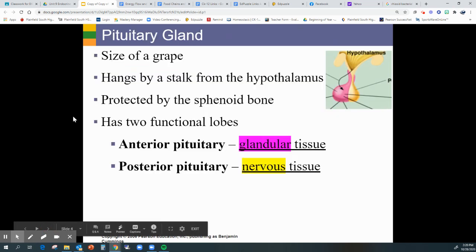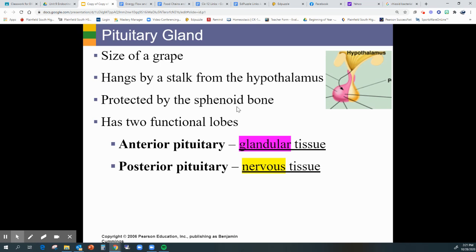All right. The pituitary itself is about the size of a grape. It hangs off of the front of the hypothalamus. We normally talk a little bit about the skeletal system way ahead of time. So we've already talked a little bit about this thing in the sphenoid bone. There's this little pocket in the sphenoid bone called the sella turcica. It's in the posterior or bottom floor of the skull.